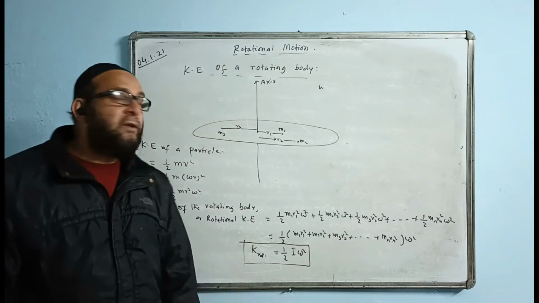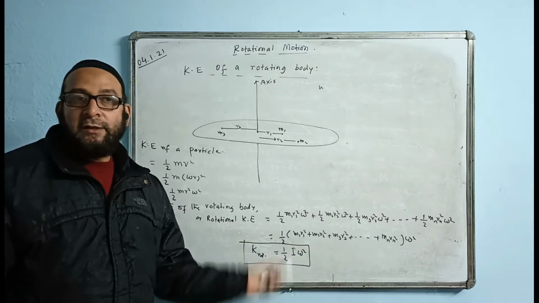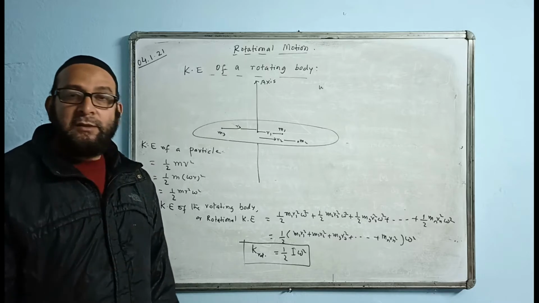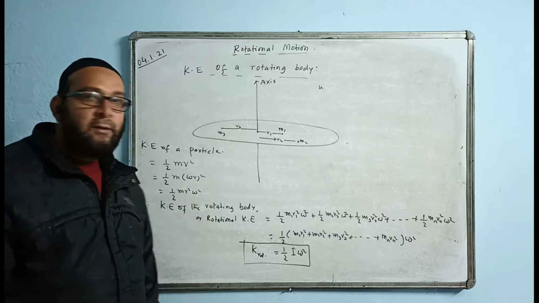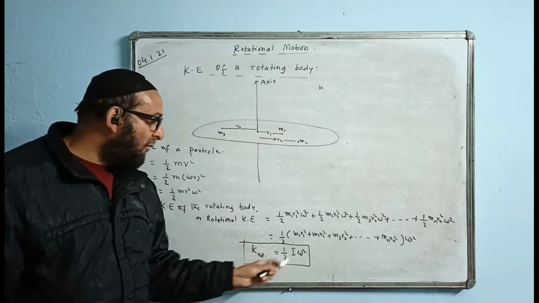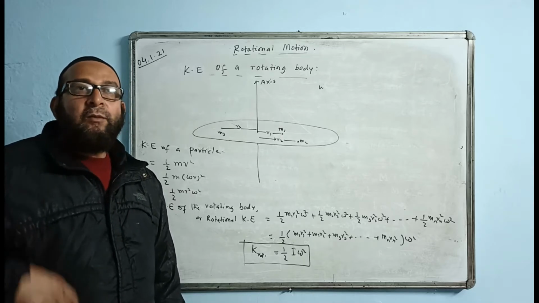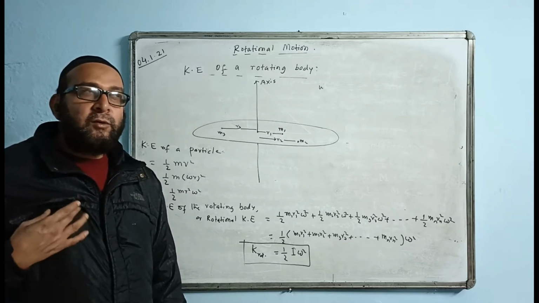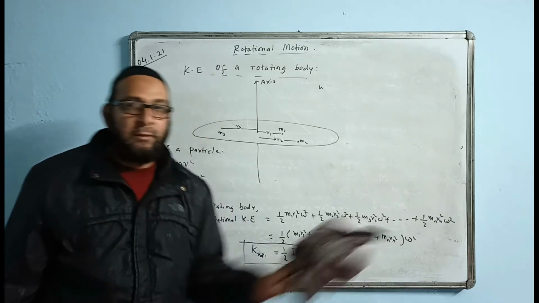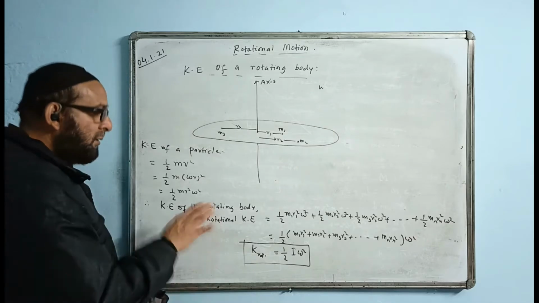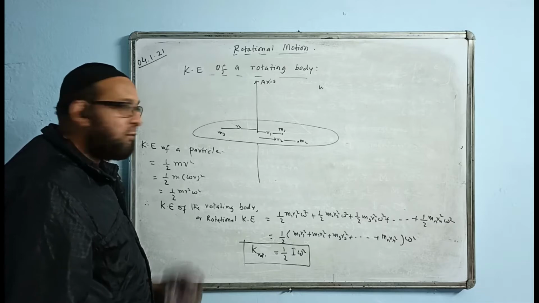In class 10 we learned there are three types of kinetic energy: translational kinetic energy, rotational kinetic energy, and vibrational kinetic energy. Translational kinetic energy formula was half m v square, and rotational kinetic energy formula becomes half I omega square. And we have a formula for vibrational kinetic energy also, that we will learn later on, in another chapter. So now in this class 11 you know the formula of rotational kinetic energy: half I omega square.